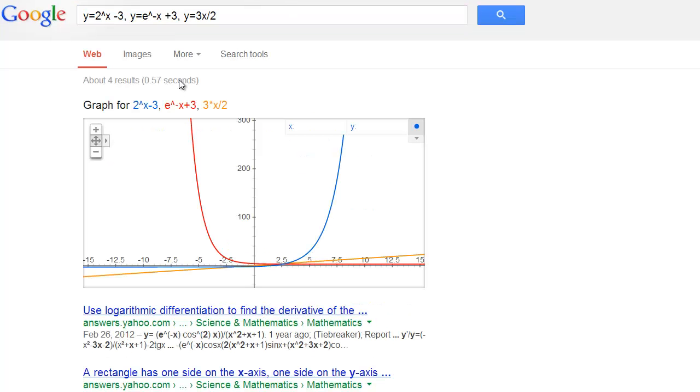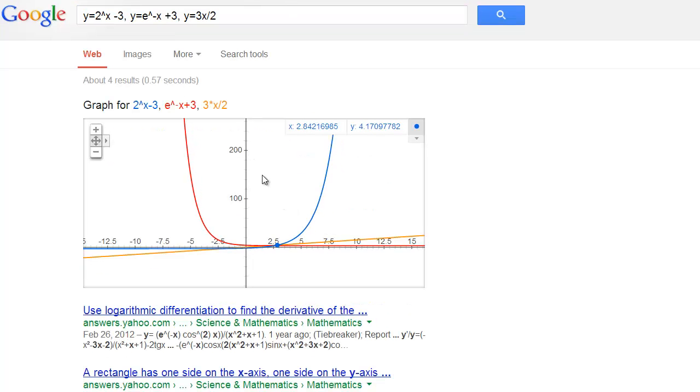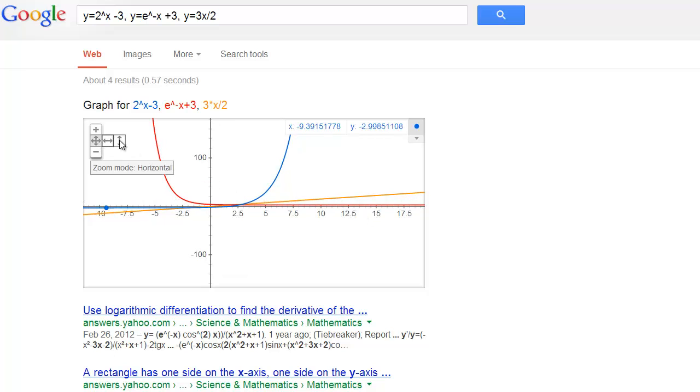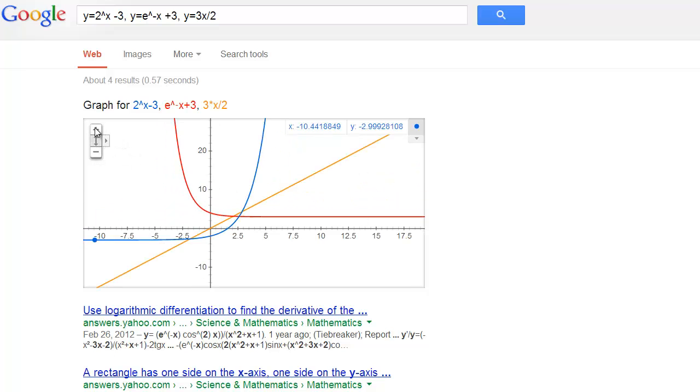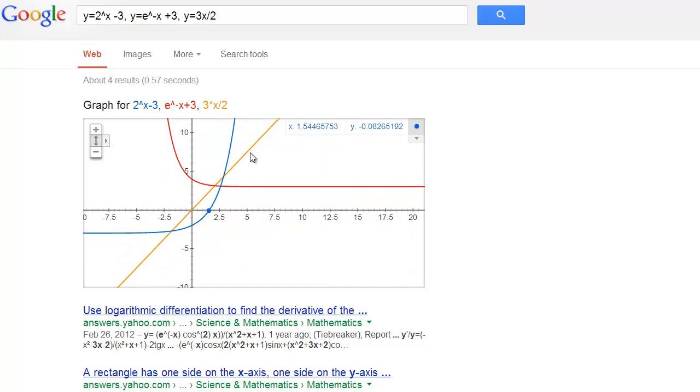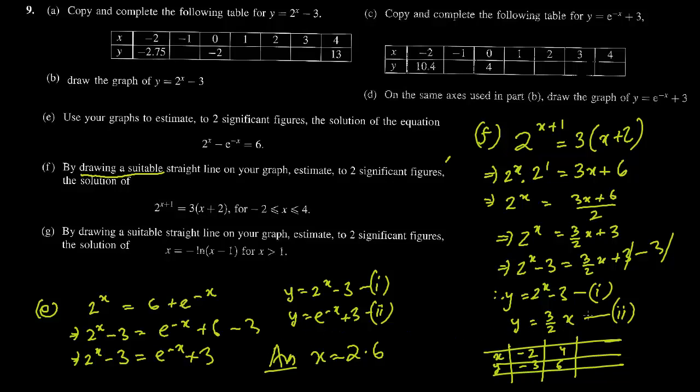So this is what it looks like. You can see the line over here. Let me zoom in so that it would be more visible. Okay, so this is what it looks like. We have to find the point of intersection, remember, of this line and 2 to the power x minus 3. So be careful because we have another graph plotted here. You want the point of intersection of the line with 2 to the power x minus 3. That is very important. So let's check.